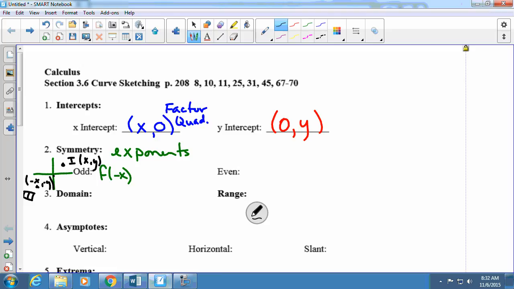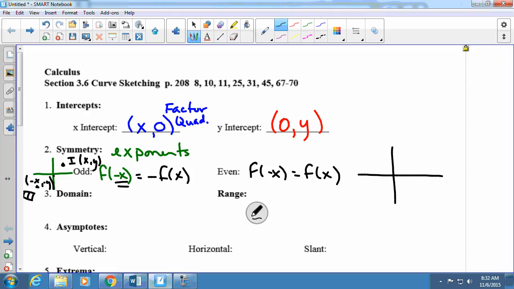So that says if I plug in a negative x, I'm going to get out negative my y value. Remember, f of x is y. I'm going to get negative y out. And that tells me it's odd. Even, on the other hand, says if I plug in negative x, I'm going to get my original function back.